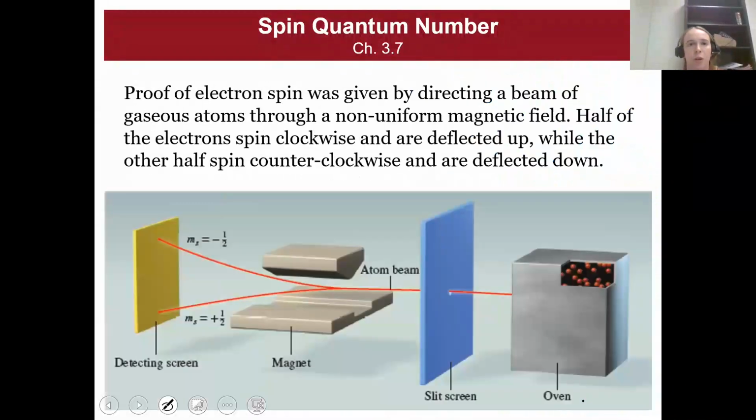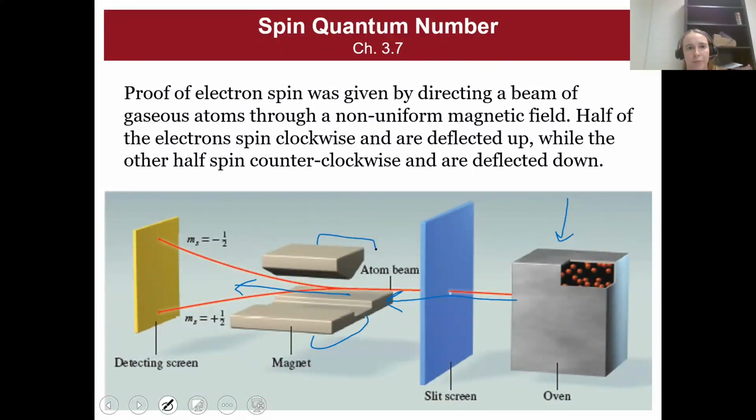Okay, so here's a nice little experiment that was done to prove that electrons spin. What they did was they heated up a gas in this oven, which caused it to act like our gas discharge tube. It discharged a beam of gaseous atoms, and they shot it through this screen, and it went through this magnet, and this magnet is creating a non-uniform magnetic field. So you can tell because the magnet is kind of differently shaped on the bottom than on the top. So we've got a non-uniform magnetic field.